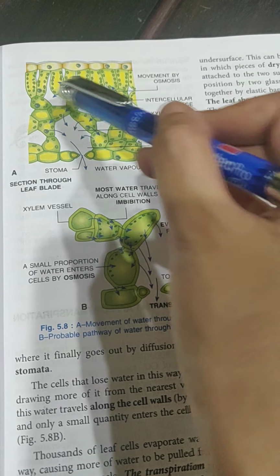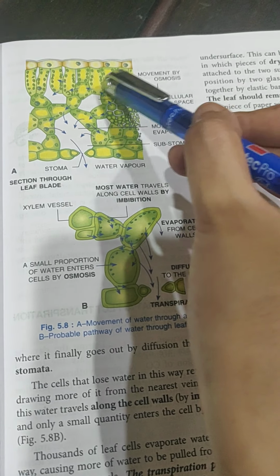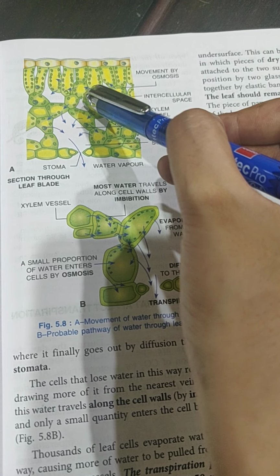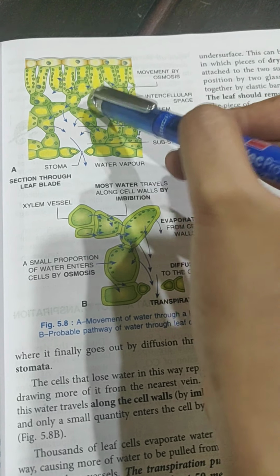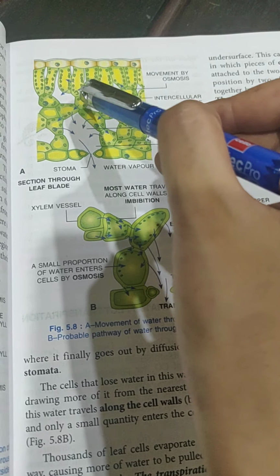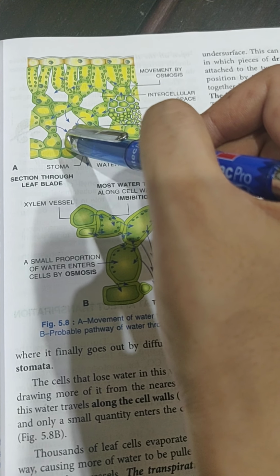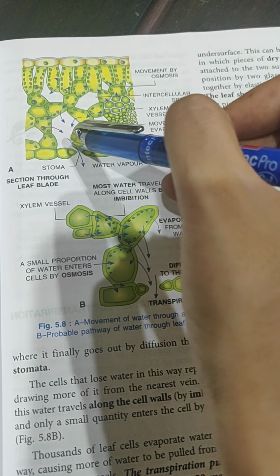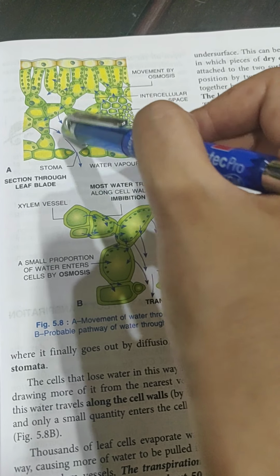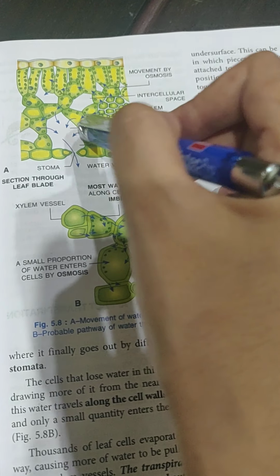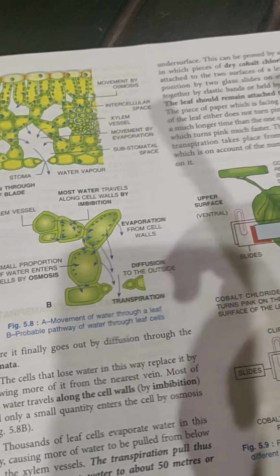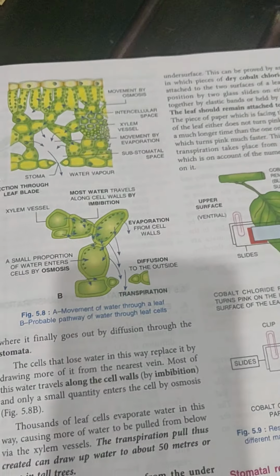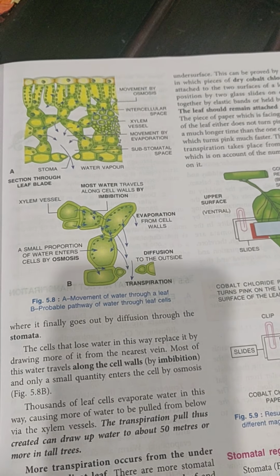So there are air spaces all around, and water first comes into these air spaces. Here they become water vapor. Then from here they come to the substomatal space. Just above the stomata is known as the substomatal space. From here they finally go out by diffusion through the stomata.